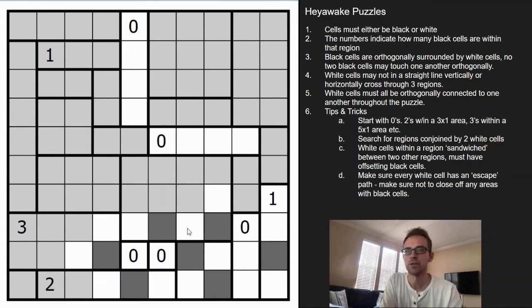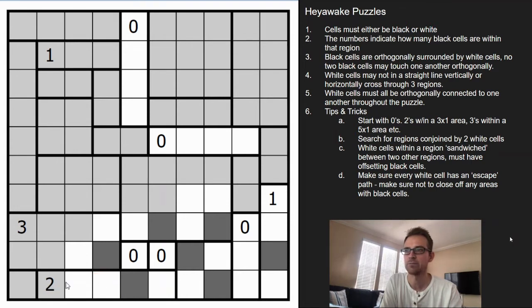And now this white cell, whenever we have three black cells like this in a little formation, you have to create an escape path. So this white cell has to go up like that. And then same thing here. We can't have this white cell walled off. So it has to have that escape path.